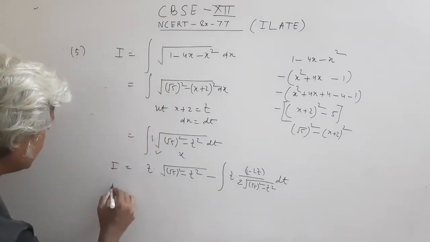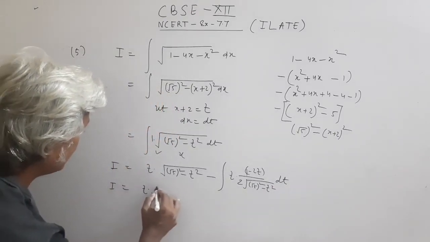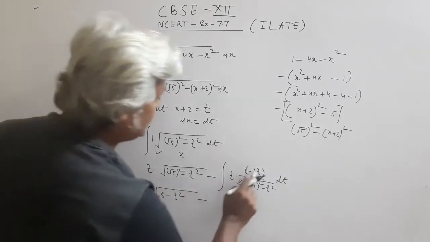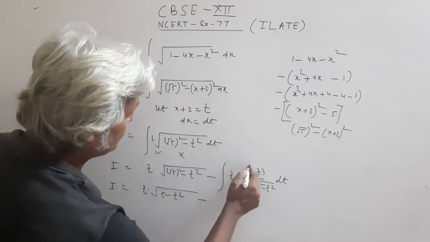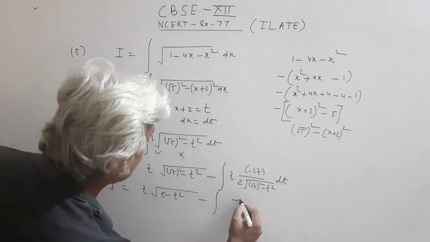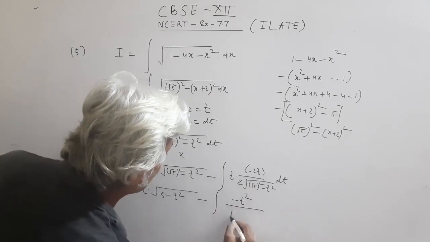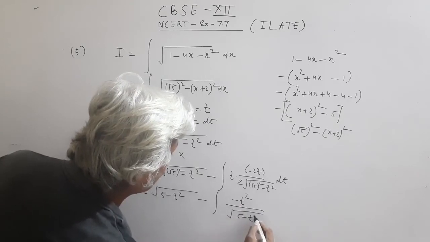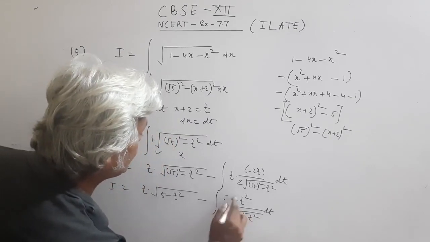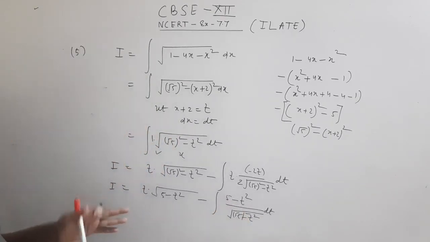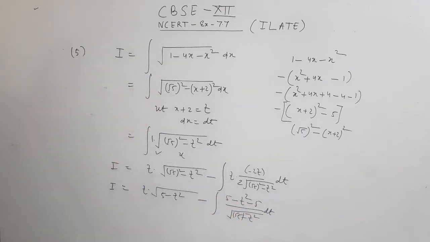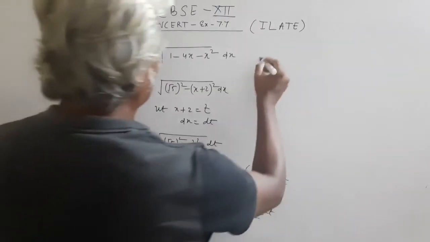So this I now becomes t under root 5 minus t square, minus this; the 2 and this 2 cancel, you get just minus t square over under root 5 minus t square as it is. Now I add 5 here. 5 is just root 5 square, so I am writing 5 minus t square, and then I write minus 5 here also.